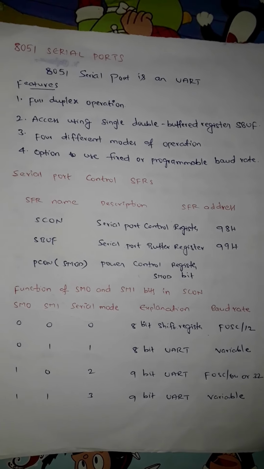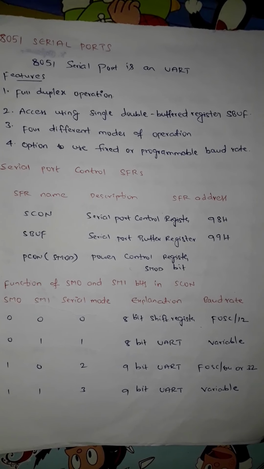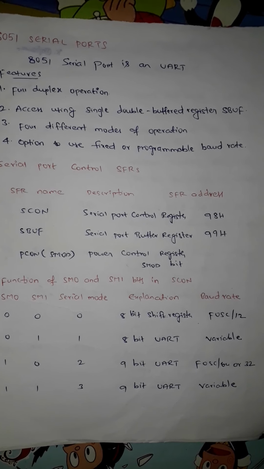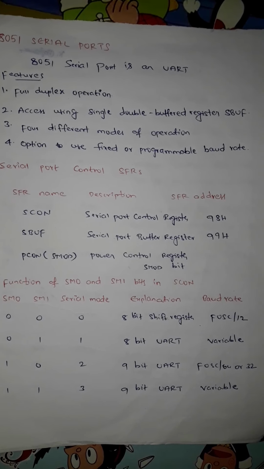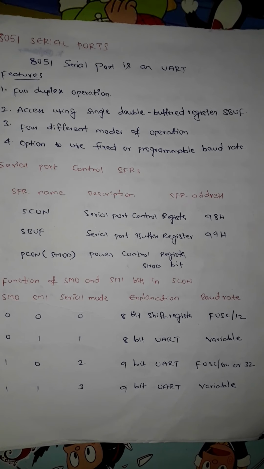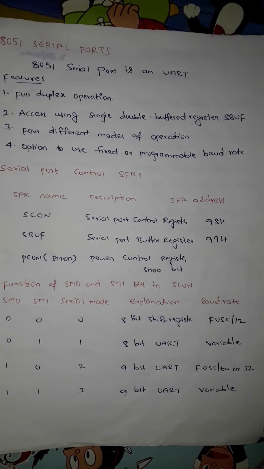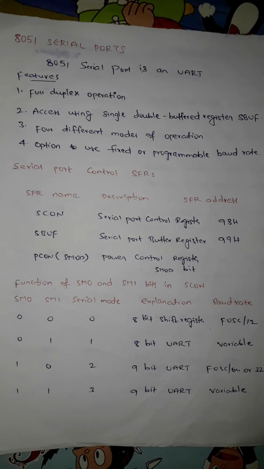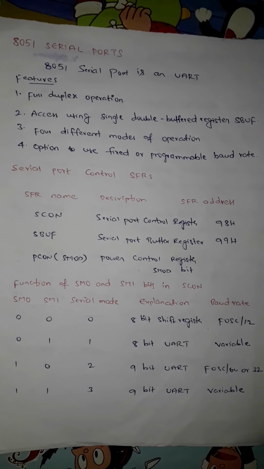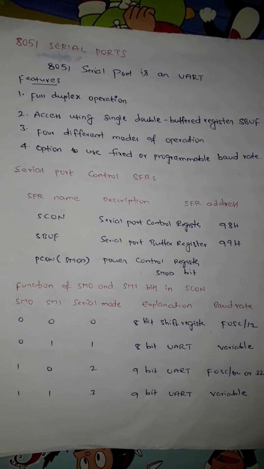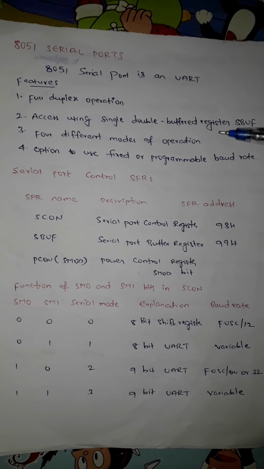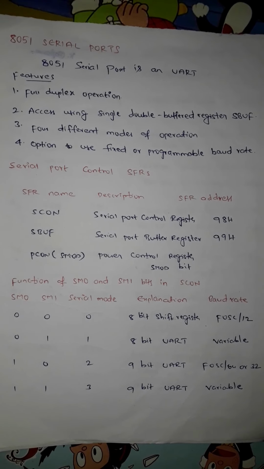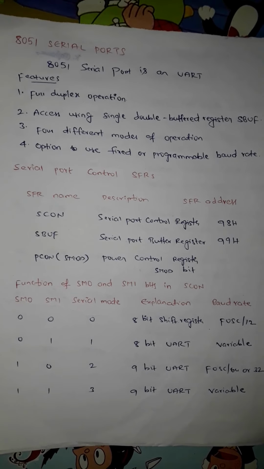And these serial ports, while transmitting or receiving the data, transmit and receive at a particular rate. That is, the number of bits that are transmitted per second, or the number of bits that are received per second, is what we call the baud rate. That baud rate is programmable in these 8051 serial ports, and in some modes it is fixed. So you can have both types of baud rates, fixed as well as programmable. Baud rate is measured in BPS, bits per second.